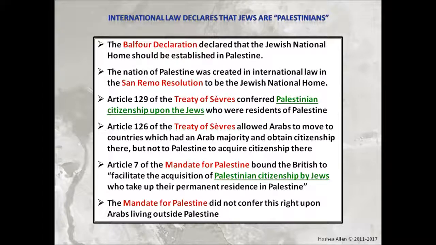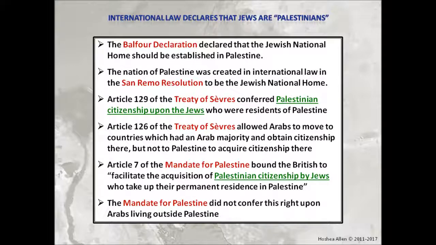But just so we don't rely on common sense, and since that sounds pretty bizarre, let's dig a little deeper. Article 129 of the Treaty of Sèvres of August 10, 1920, stated that Palestinian citizenship would be given to Jews who were residents of Palestine.